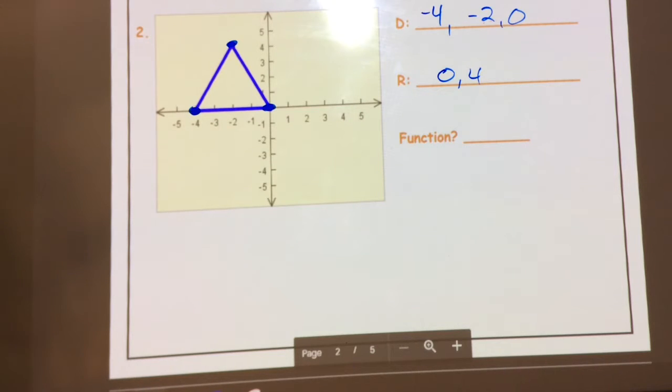Okay, let me ask you this. Is this a function? Yes. Hayden? No, because -2 will repeat.